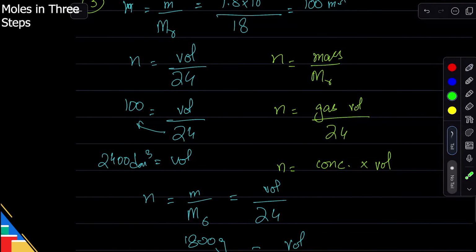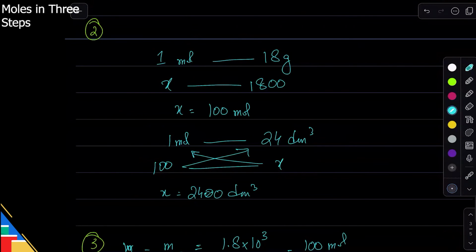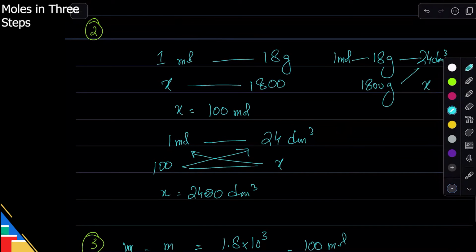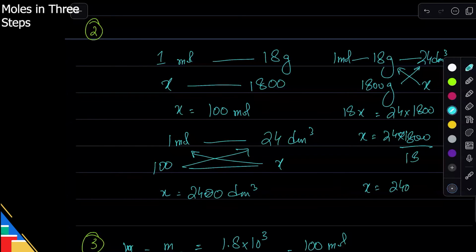Let's do it with ratios. Let's start there. I know that 1 mole is 18 grams, and that is also 24 dm cube. That's the ratio, right? So if I have 1800 grams, that should equal x dm cube. Cross multiply this. So 18 times x is equal to 24 times 1800, and dividing by 18 gives 2400 dm cube. Straightforward. I don't need to first find moles and then convert it.